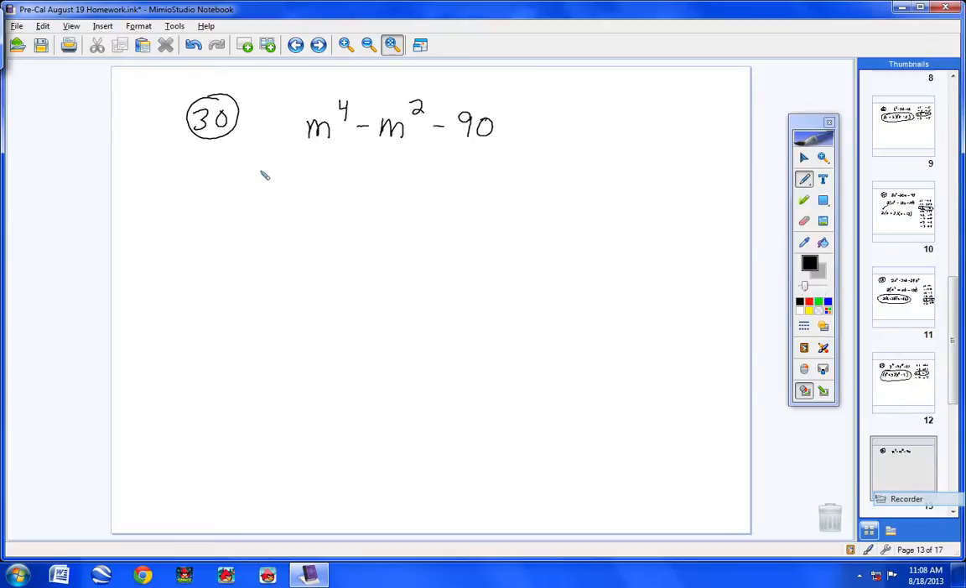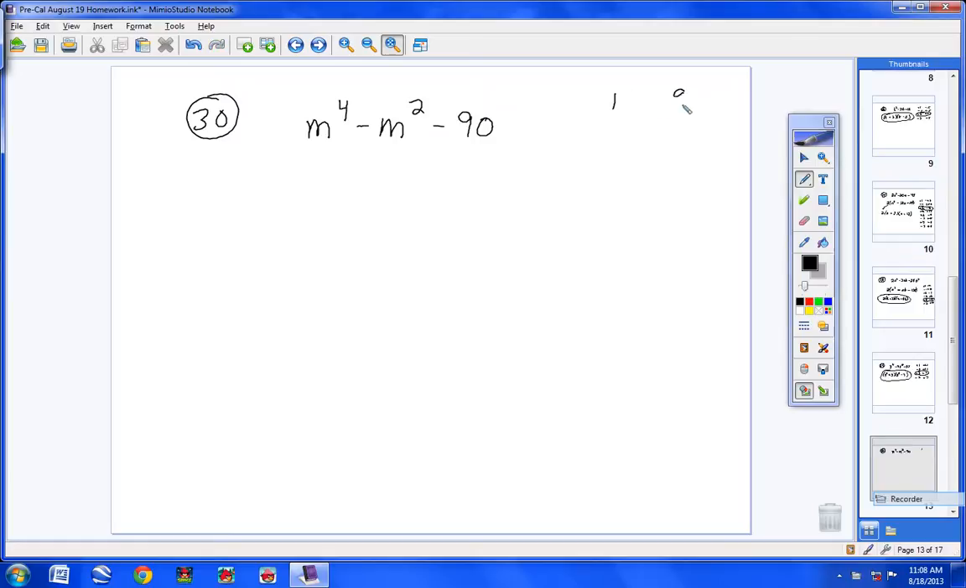Okay, let's go ahead and take a look at number 30. It looks like the same type of problem as the previous problem. Well, step 1, we always want to factor out what's common first. So there's not an m in every term. I have a 1 and a 1 and a 90, so there's no integers I can factor out. There's no variables I can factor out, so we're moving on. I have a trinomial with a lead coefficient of 1, so the first thing I want to do is list out all my factors of 90.